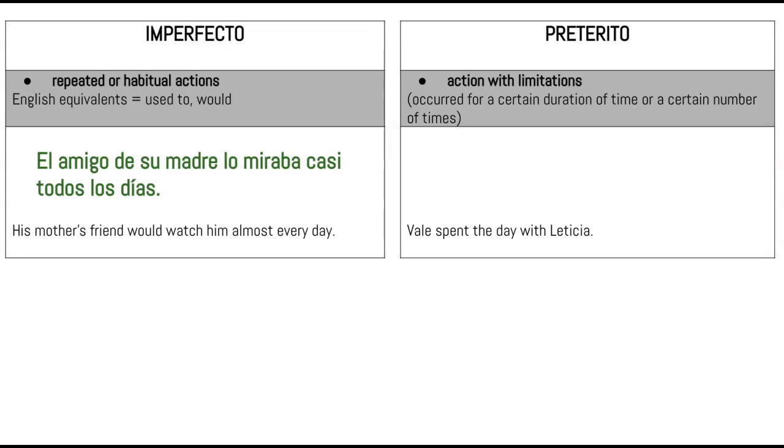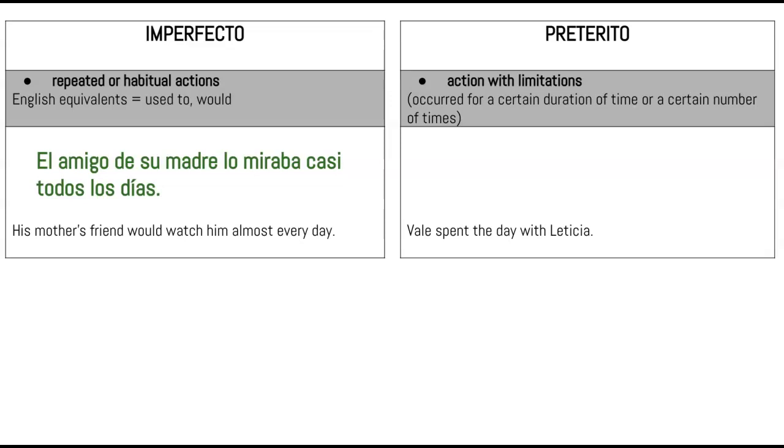Now, in contrast, the pretérito, that is the o, io endings, talks about, in the past, action with limitations. It occurred for a certain duration of time, like for 2 days, or a certain number of times. We went there only once. So there's going to be some parameters set for that action, so it's seen as completed.